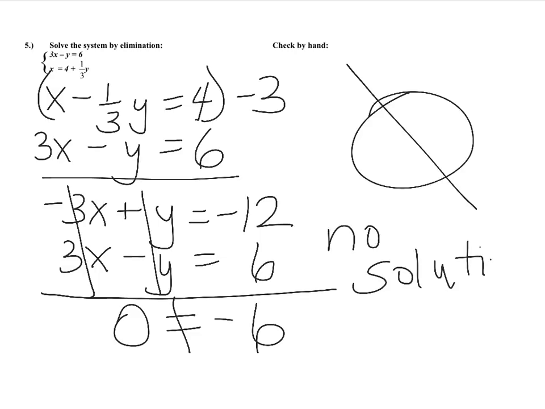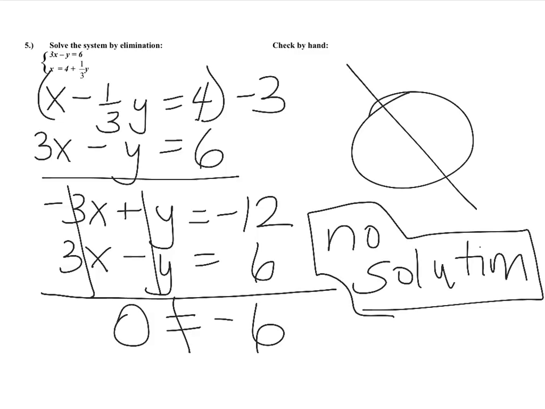So think about what that means. When you have a system with no solution, what that means is you have two parallel lines, right? So if I took this top equation right here, or any of these equations, and put them both in slope-intercept form, you would get that they would have the same slope. If I tried to graph them, they would have the same slope. They never intersect. So the clue that that's going to happen is you're going to get 0 equals negative 6.